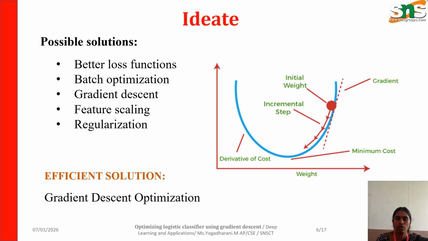In the ideate part, you already know about the possible solutions to our problem. To solve these problems, use an efficient method called gradient descent. There are already solutions like better loss function, batch optimization, feature scaling, and regularization. Among these methods, gradient descent is the best. Our supporting ideas include better loss function, batch optimization, feature scaling, and regularization.